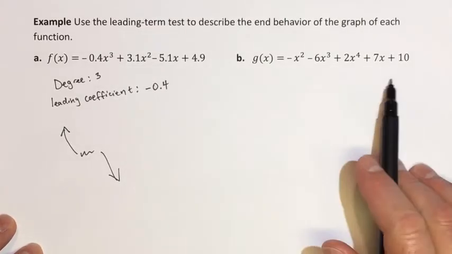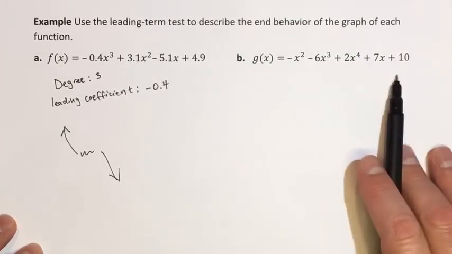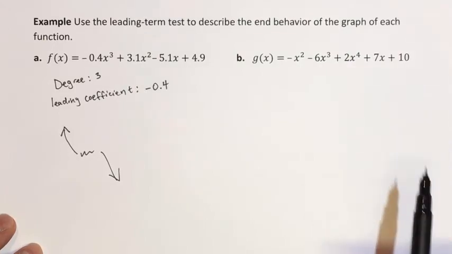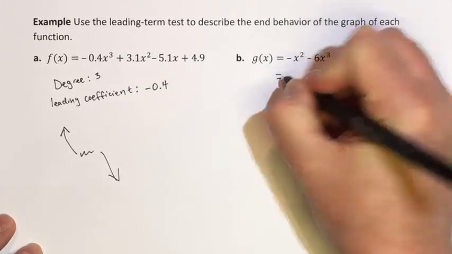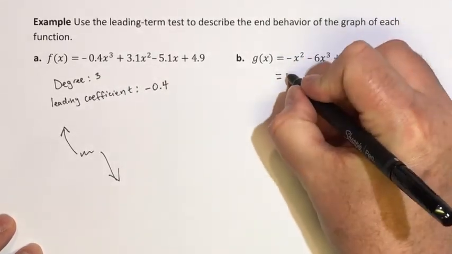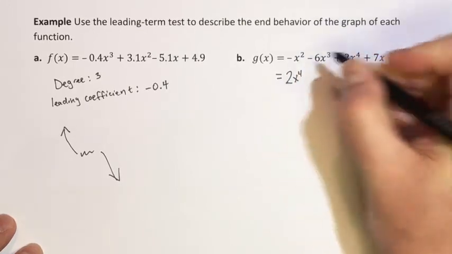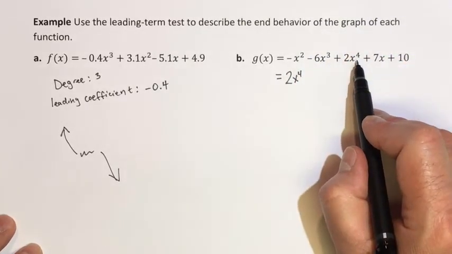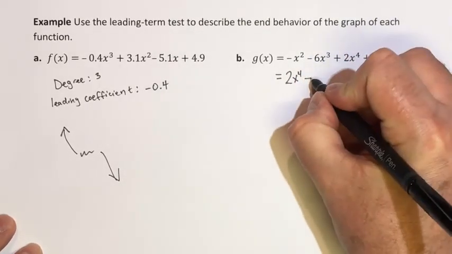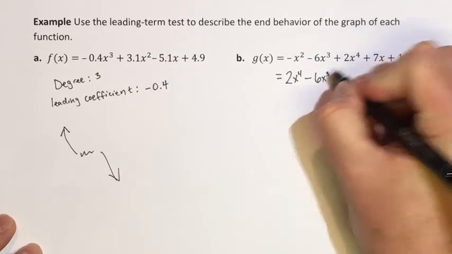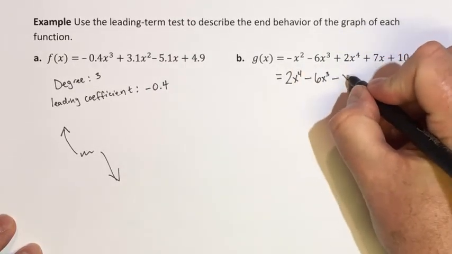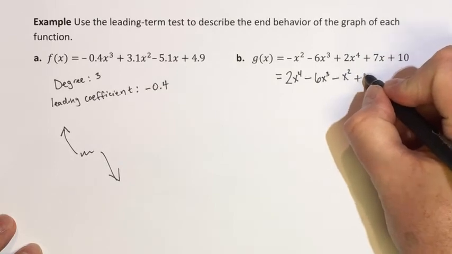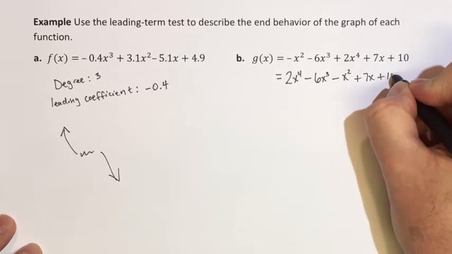Looking at our second function, now this function is not written in decreasing order. So let's begin by writing it in decreasing order. So we have 2x to the fourth. There's the term with the highest exponent. Then next would be minus 6x cubed. Next would be minus x squared plus 7x plus 10.